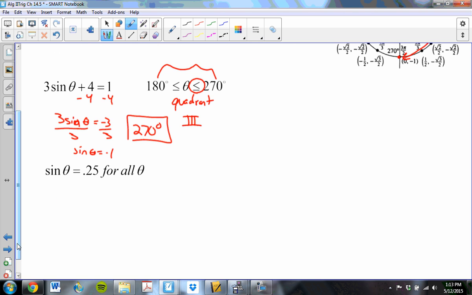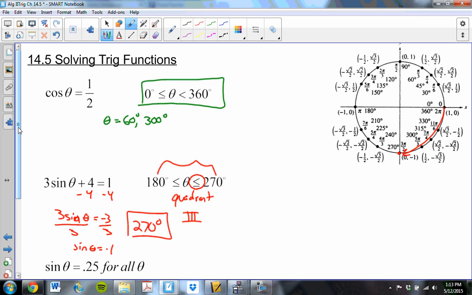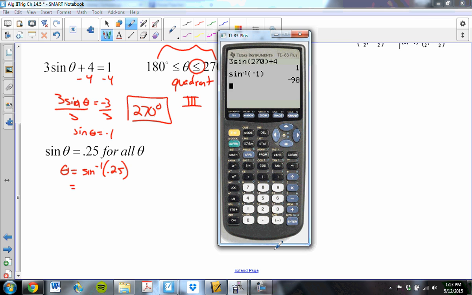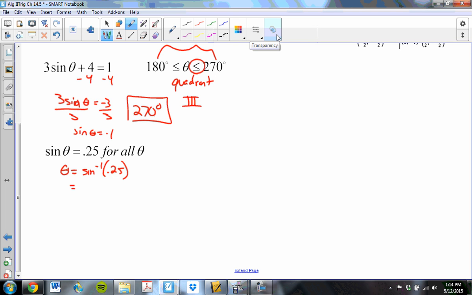Finally, where's sine of theta 0.25? Well, that's a quarter. 1/4 isn't anywhere on this circle. None of these values are a quarter. So I have to think about this. I'll do my inverse sines in the option here. So theta will be the sine inverse of a quarter. It's 14.5 degrees. Well, here's where this gets a little bit tricky.